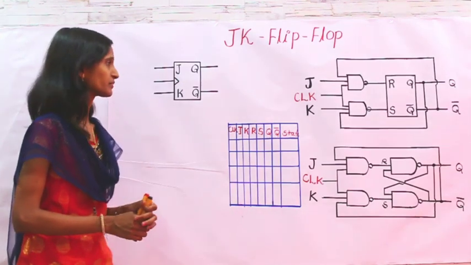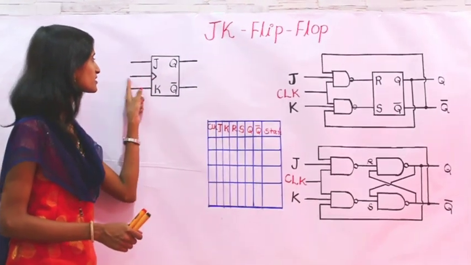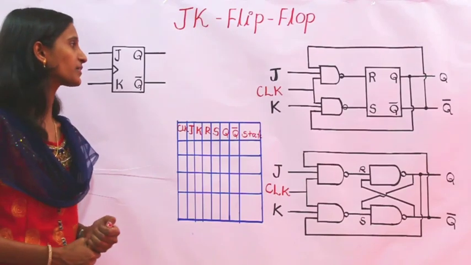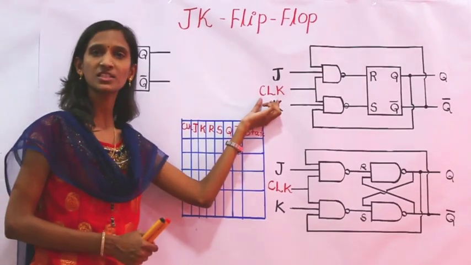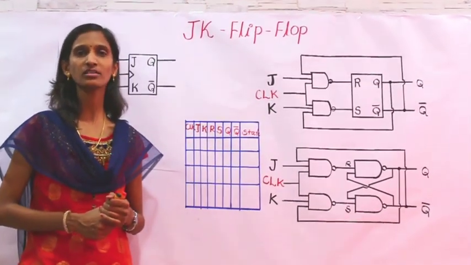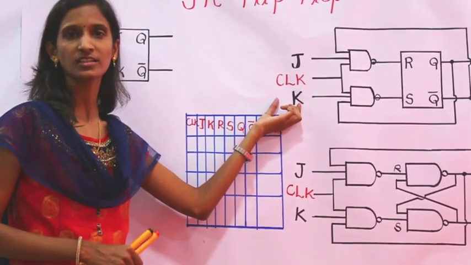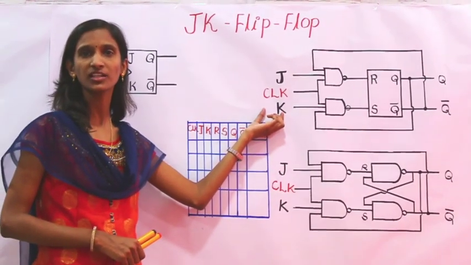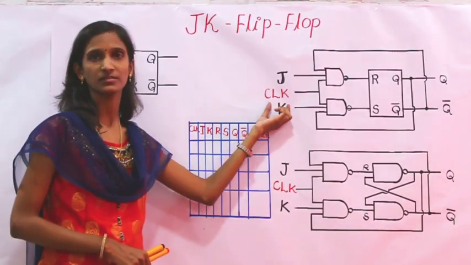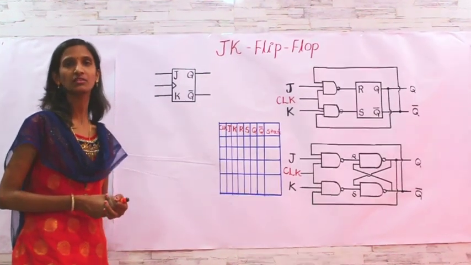Now, in the JK flip-flop, one small change is that an input is given as a clock. Here we can see this is a clock. The JK flip-flop is given a clock input because it is a clock input sensitive device. The clock signal may be positive edge triggered or negative edge triggered, so it is called a clock sensitive device. For this circuit we are considering a positive edge triggered JK flip-flop.